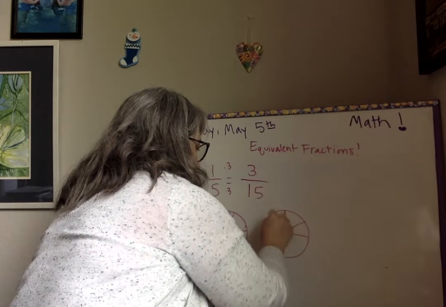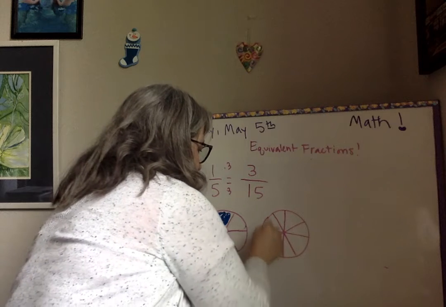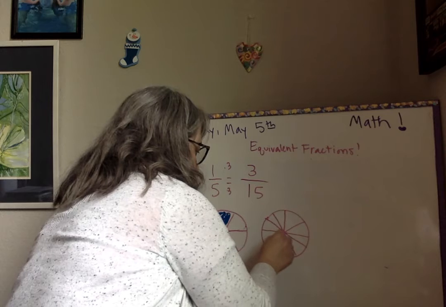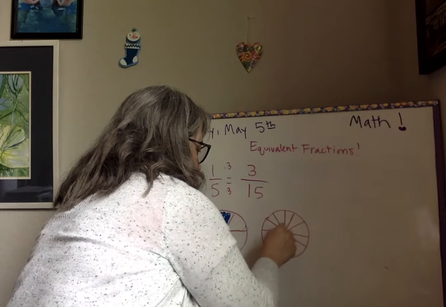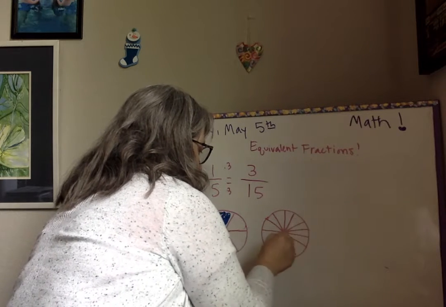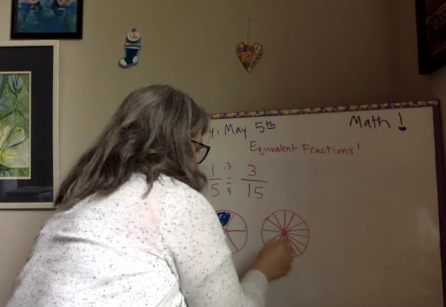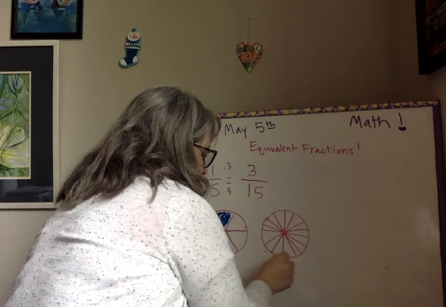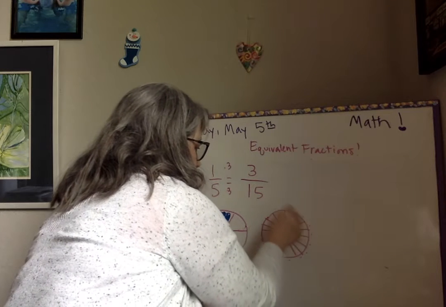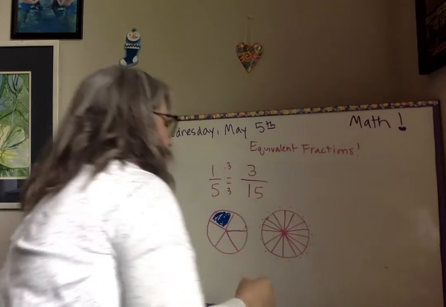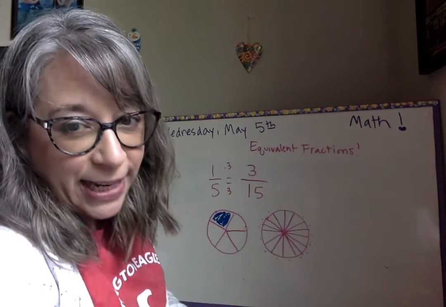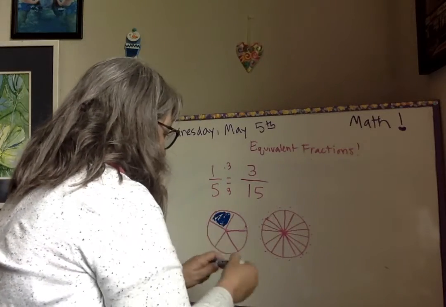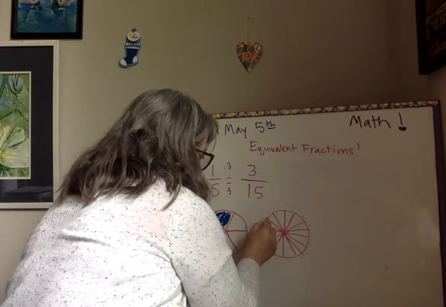Let's count. 1, 2, 3, 4, 5, 6, 7, 8, 9, 10, 11, 12, 13, 14, 15. So here's our representation of 15ths. All right, let's shade in 3 of those. And I'm going to try to make it as close as I can to this one.